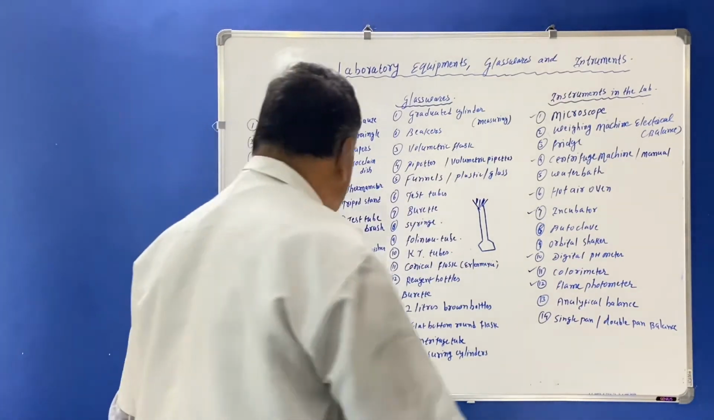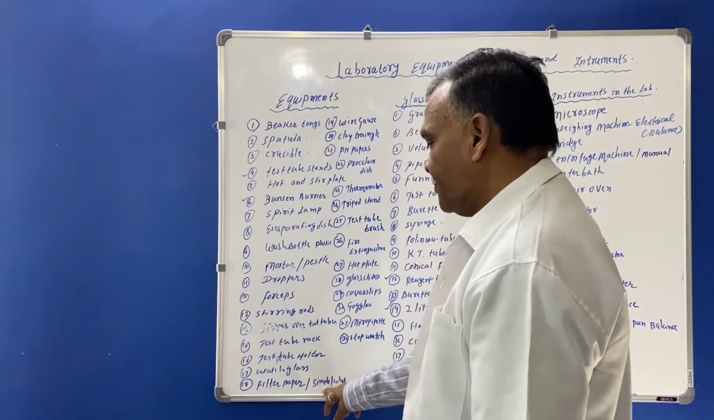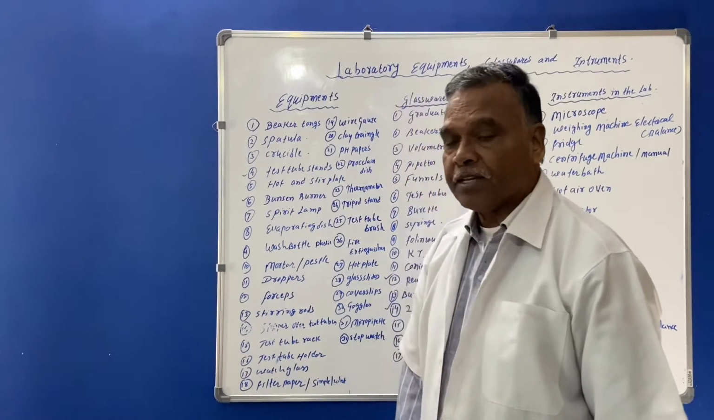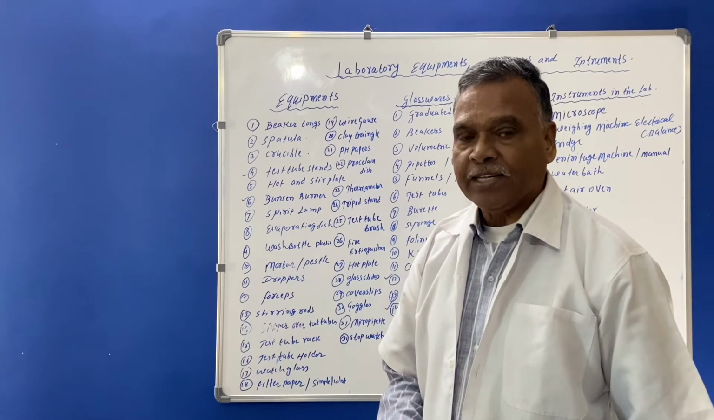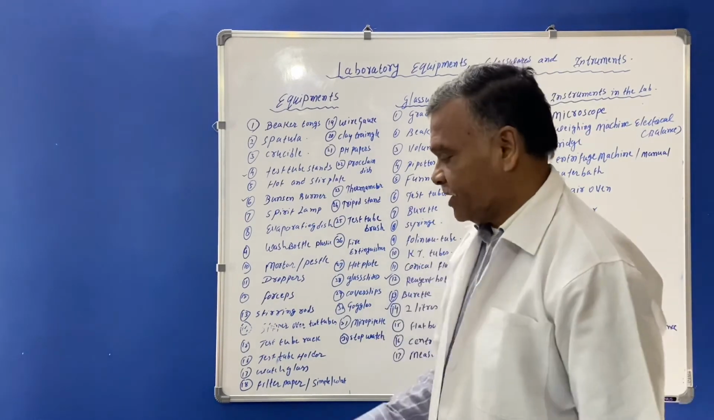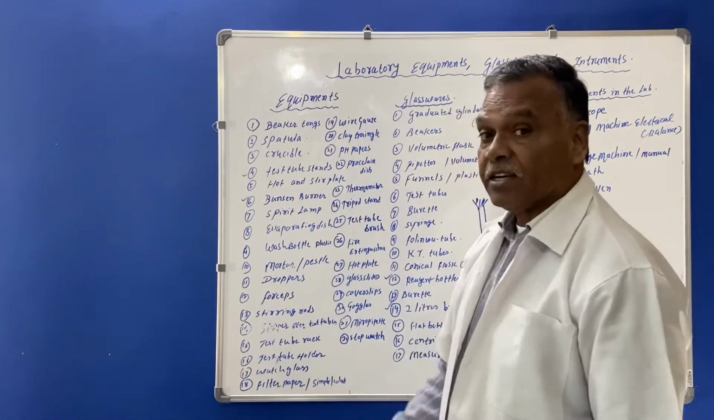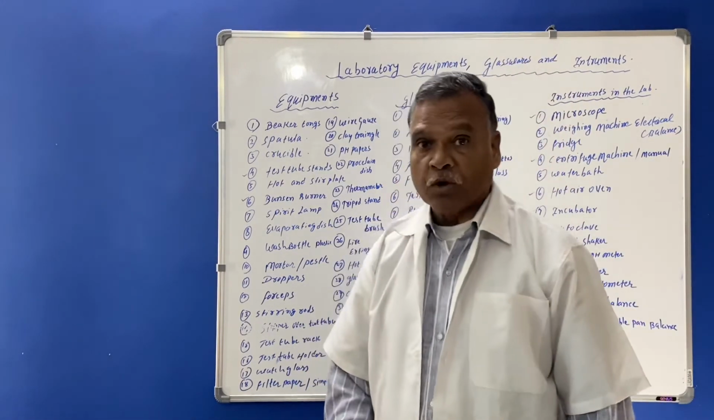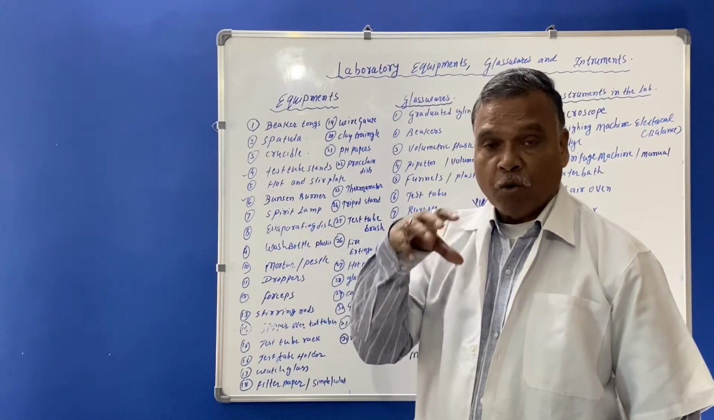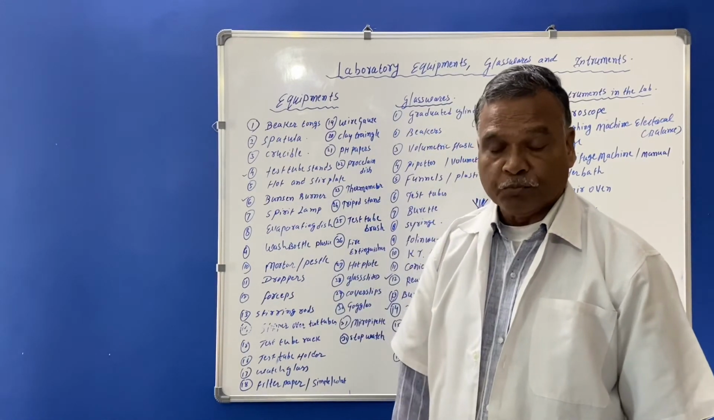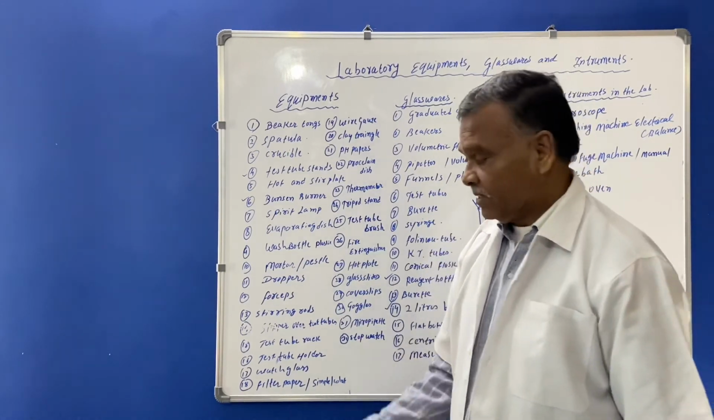Then filter papers are used here. The filter papers are of two types, simple filter paper and the standard one called Whatman filter paper. So these filter papers are used. Then the watch glass is also used. These watch glasses are used to cover beakers of 250 ml or 500 ml. They are of different sizes.